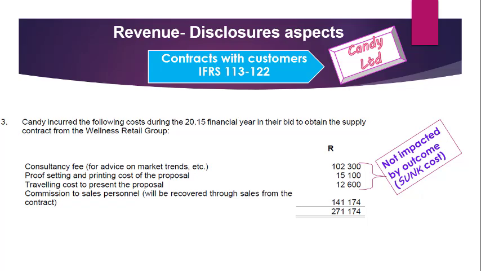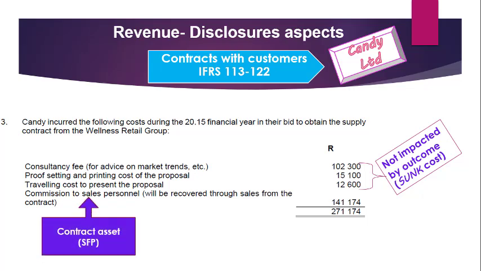Then we have commission to sales personnel. So these can be recovered, but only when sales of the health bars begin. But we would not need the additional services from the sales personnel if we don't get the supplier, because then there's nothing to sell. So the commission cost is considered a cost that is needed to fulfill the contract. This cost may be capitalized as a contract asset and then realized as the related revenue is earned. And this is then disclosed separately in the statement of financial position. So for qualitative disclosure, you may need to give some details of how the contract asset arises.